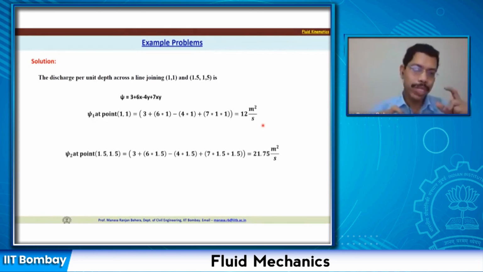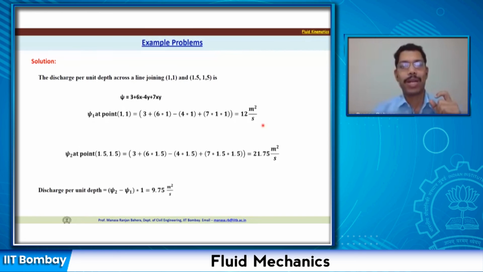Now what is my discharge through these two streamlines? The discharge is the difference between these two, psi 2 minus psi 1, that is 9.75 meters square per second. And this is the value for unit depth. Let us say I am looking at a river flow from the top. So I have two streamlines, and between these two streamlines, this is the discharge that I could obtain, for unit depth. Now if I have a depth of, let us say, 10 meters, and all these flow conditions are uniform along the depth, with no variation, then I can multiply by the depth of 10 meters and get a value. Okay, so this is how you can find the discharge between two streamlines.